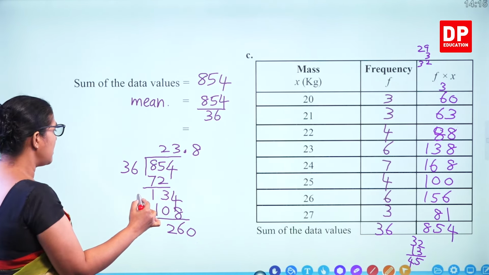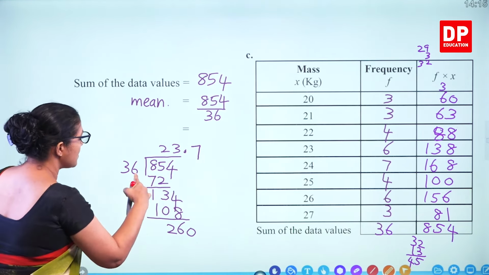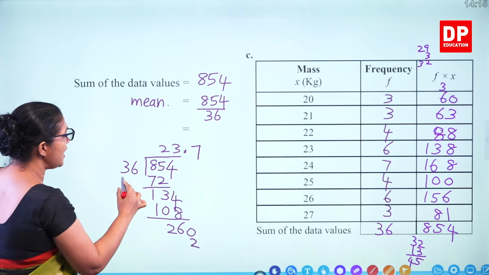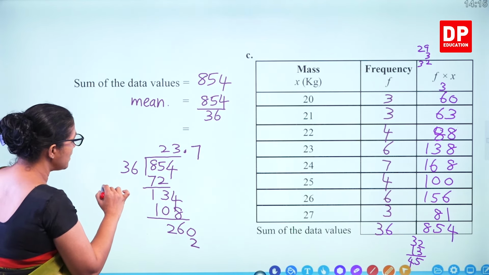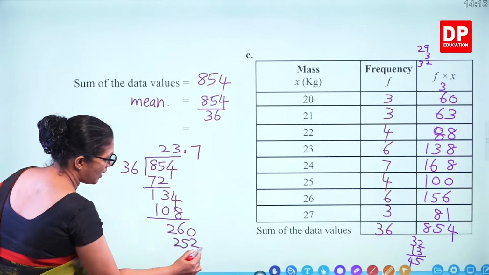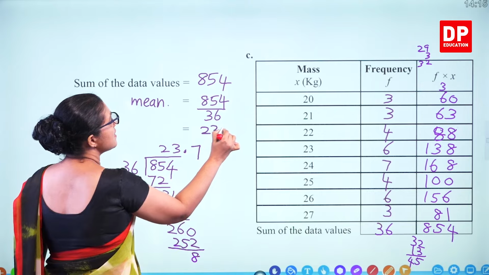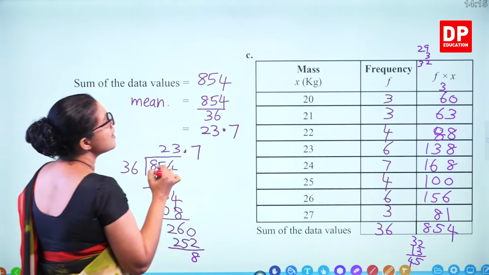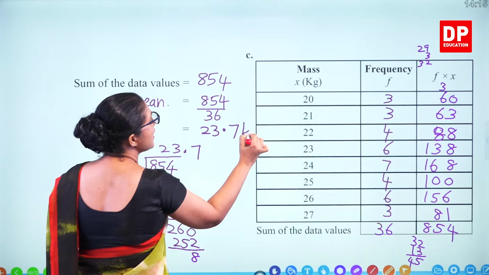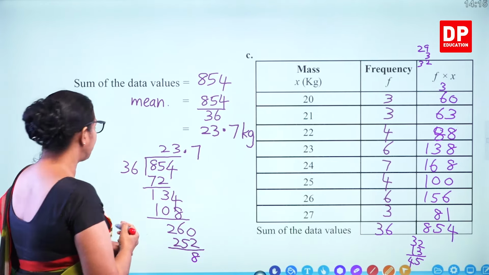So that means not 8. That should be 7. 7 times 6, 42. 4 remaining. 7 times 3, 21. 21 plus 4, 25. So that's okay. So 23.7 is the mean mass. So we can put kilograms. So that's the mean value.